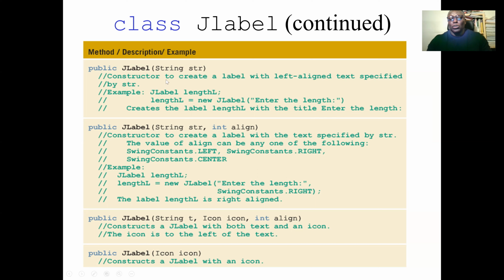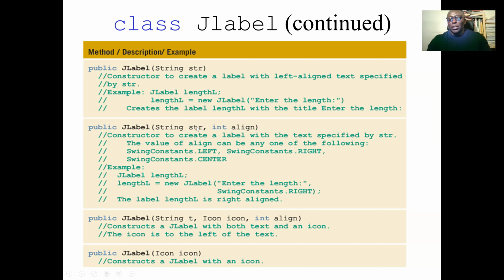So here we say a constructor to create a label with left-aligned text specified by str. By default, the alignment is from the left. Now we can see that in the second JLabel constructor, we have two arguments. Now we can change the alignment.